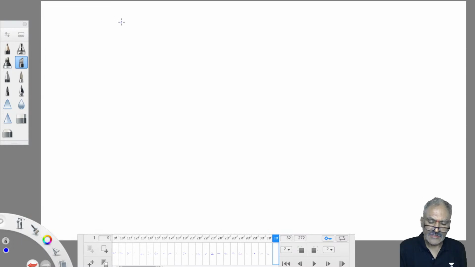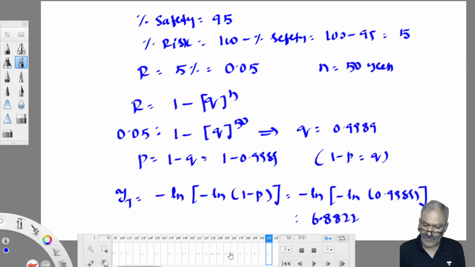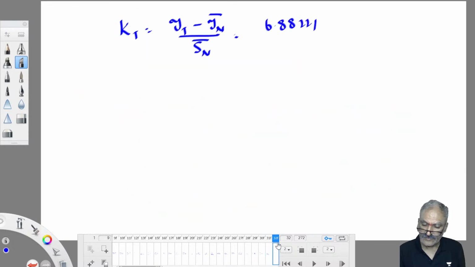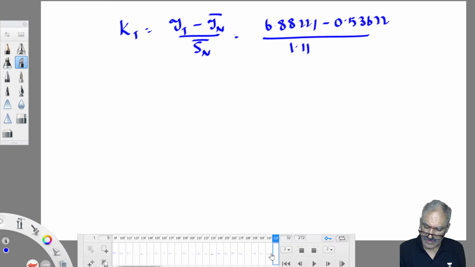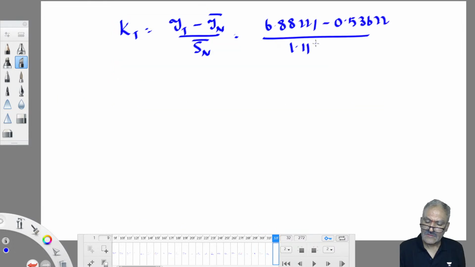Then you can work out KT. So KT is equal to YT minus YN bar, divided by SN bar. So YT we got 6.88221, because the question has given 5-digit values. YN bar is 0.53622 and SN bar is 1.1111238. That's all. KT value work-out is finished.